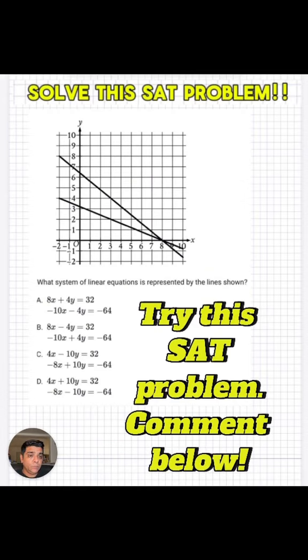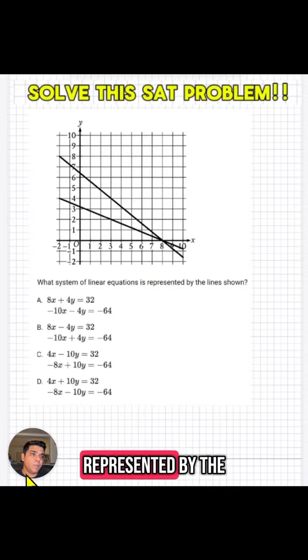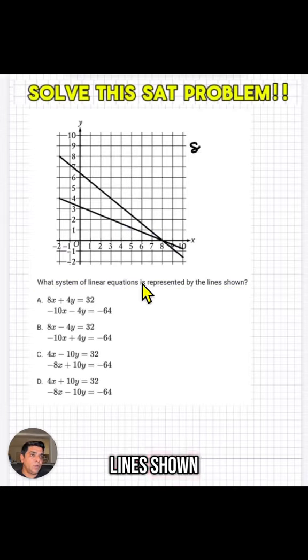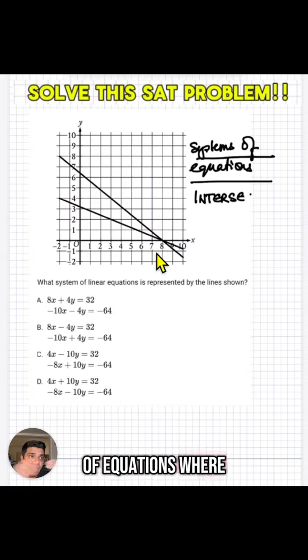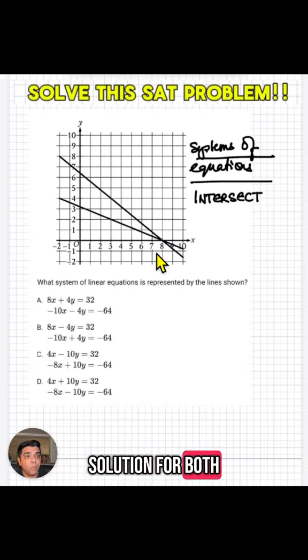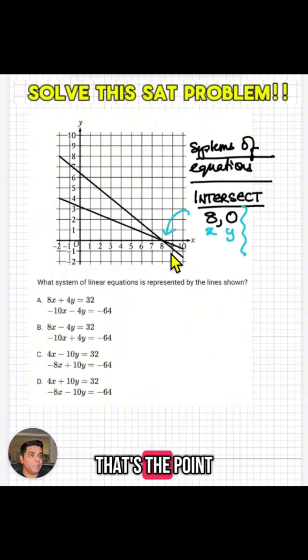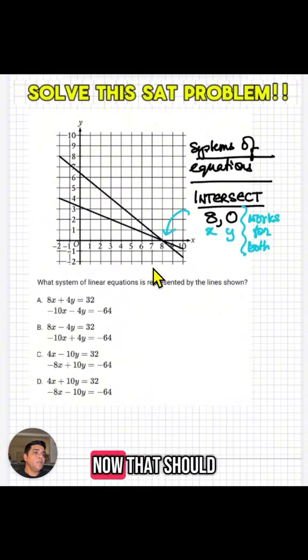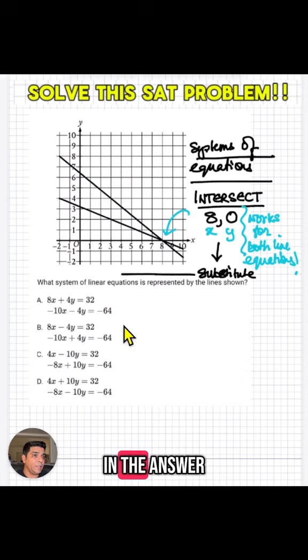Let's go. So what we have is: what system of linear equations is represented by the lines shown? There are two lines intersecting at this point. We know that in a system of equations, where the lines intersect is a solution for both equations. In this case, that is x value 0.8 and y value 0.8, the point where they intersect right here. That should work in both equations if they are correct. So let's start substituting into the answer choices quickly.